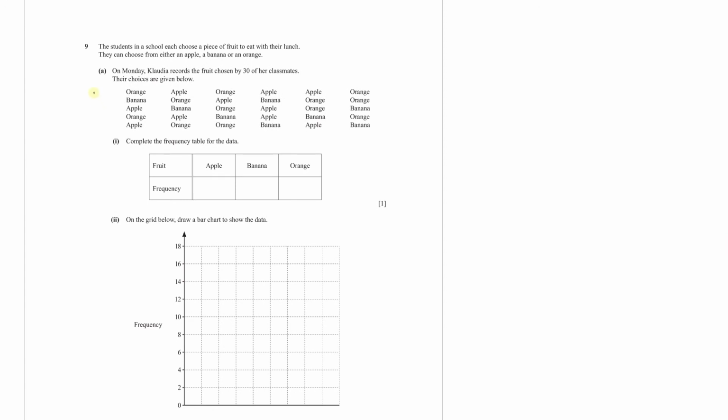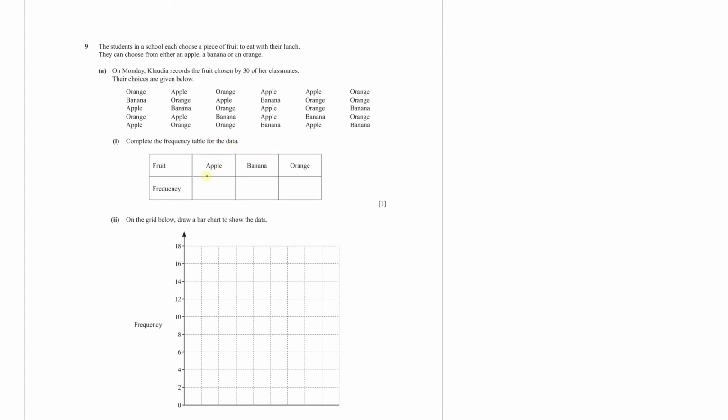So question number 9 is, the students in a school each choose a piece of fruit to eat with their lunch. They can choose from apple, banana, or orange. On Monday, Claudia records the fruit chosen by 30 of her classmates. Their choices are given below. So some people chose apple, some banana, some orange. Complete the frequency table for the data.